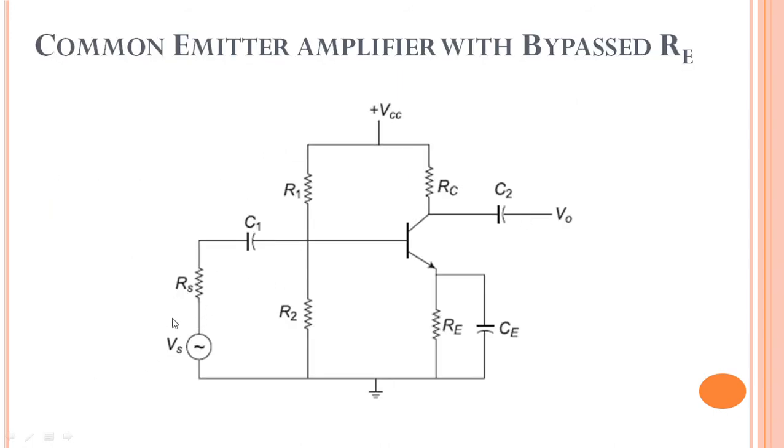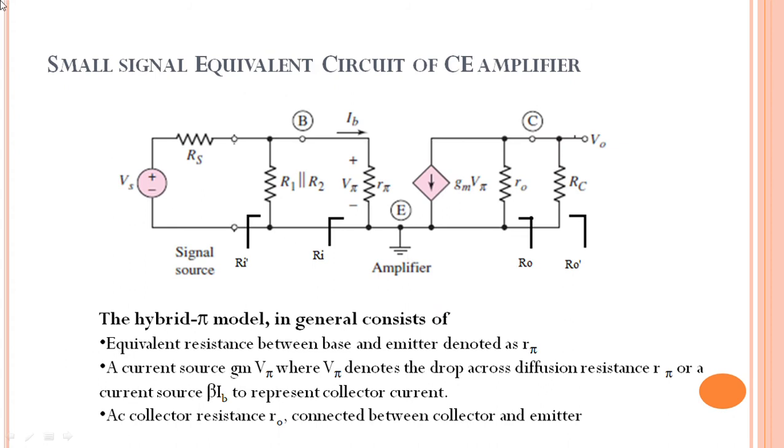The input Vs and Rs remain the same, and in parallel to this, the R1 and R2 resistors are present, and the output side has RC, and we have replaced the transistor by its small signal hybrid pi equivalent circuit as R pi, gm into V pi and R0. Now let us see the analysis.